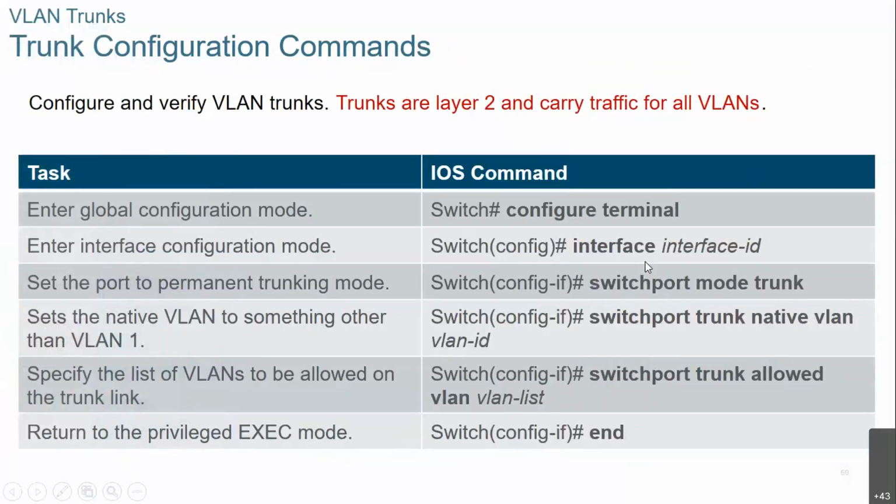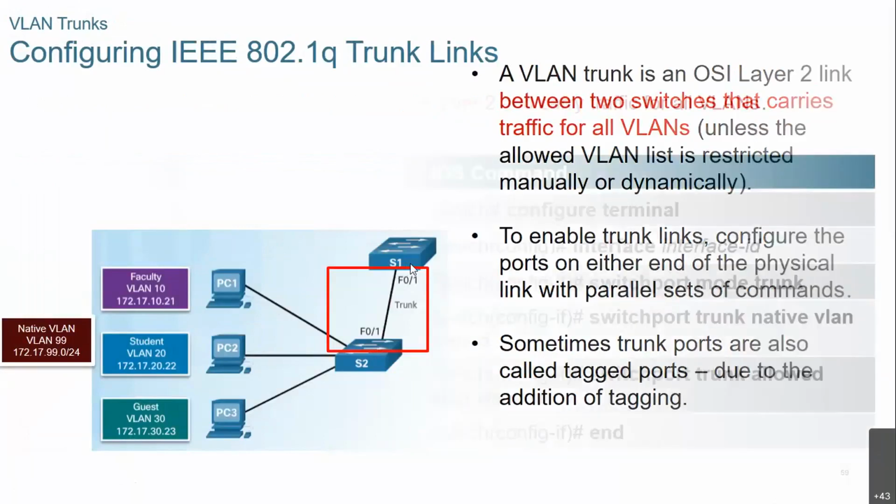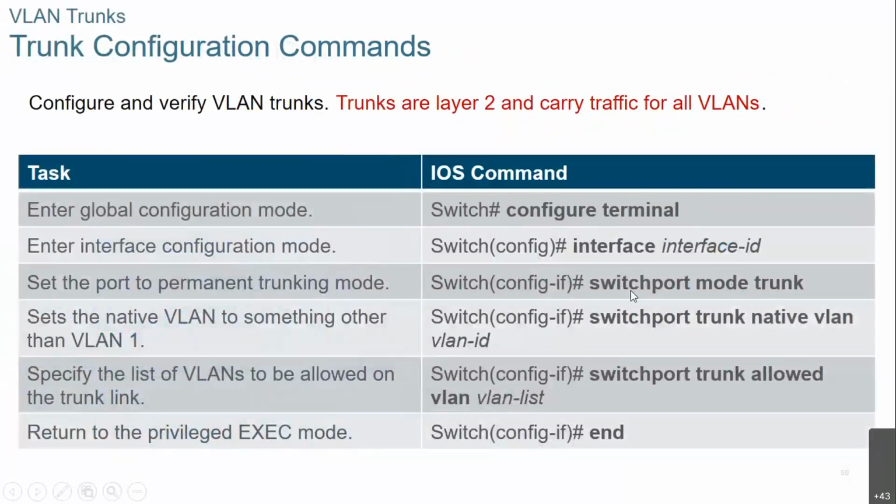So how do we configure a trunk? Configure terminal, then the interface that is going to be the trunk, in this case FastEthernet 0/1 on both. Switchport mode trunk. Remember just now when we assigned the member to the VLAN, we said it is mode access. Mode access means it can carry data VLAN. Mode trunk, it can carry different VLANs as well, okay? So we set this particular interface to be in permanent trunking mode, mode trunk.